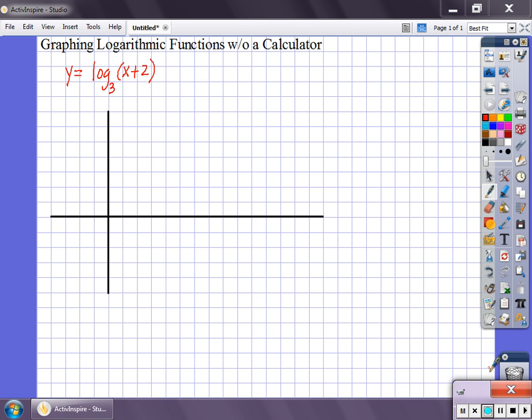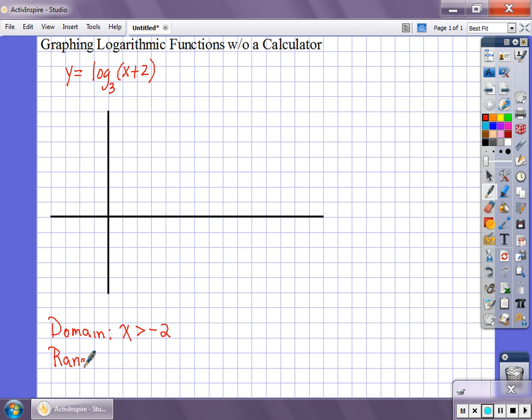Okay, in this example, we have y equals log base 3 of x plus 2. So again, we're going to figure out our domain and range first. Domain, remember, typically we're at x is greater than 0 for a vanilla logarithm, but here we're shifting to the left 2 units. And so x is going to be greater than negative 2.